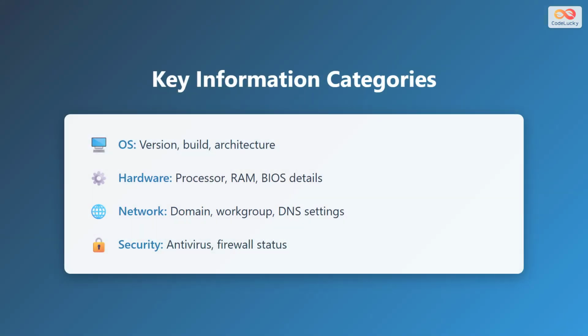Get-ComputerInfo returns information organized into several key categories. First, it provides operating system details including version, build number, and architecture. Second, it retrieves hardware information such as processor details, RAM capacity, and BIOS information. Third, it gathers network configuration including domain membership, workgroup settings, and DNS configuration. Finally, it reports security status including antivirus state and firewall status. This comprehensive coverage makes it a one-stop solution for system inventory.